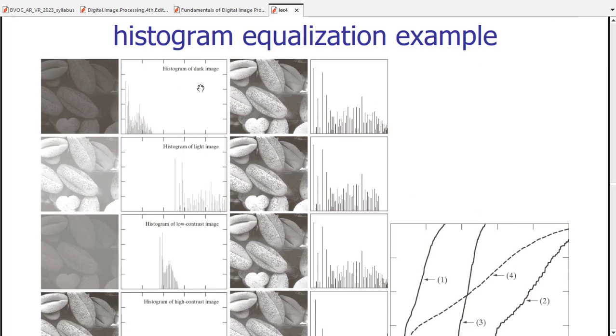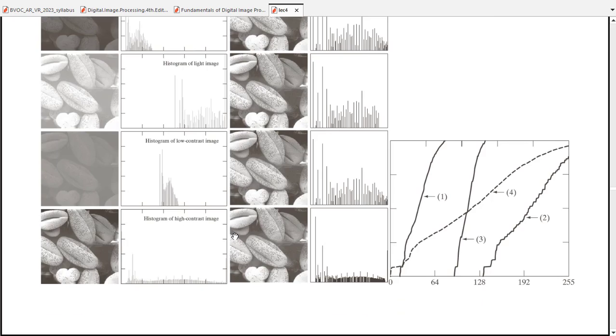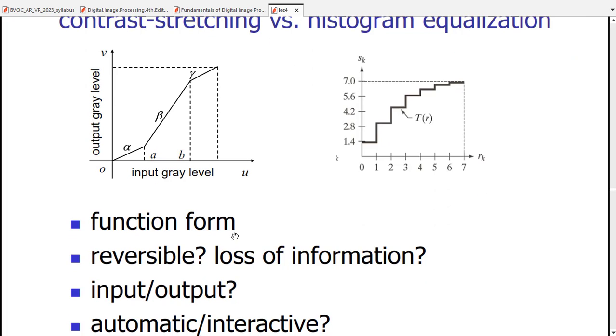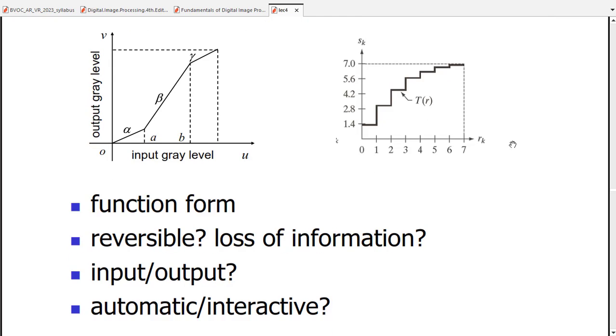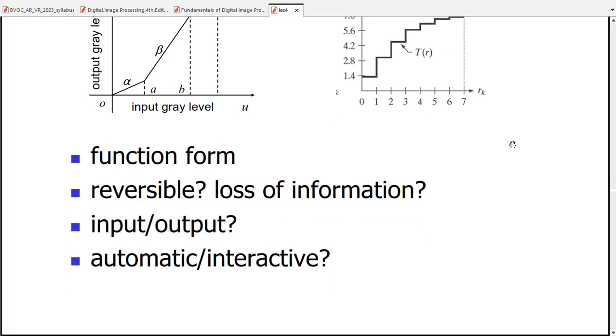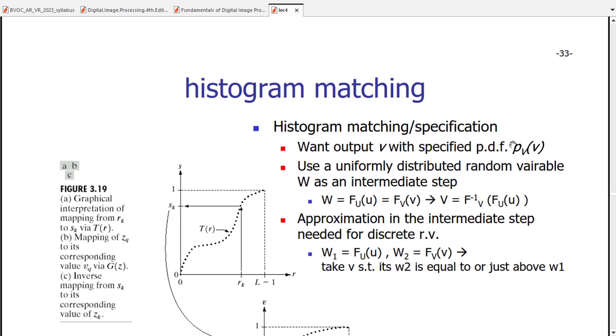Maybe there's a dark image, maybe a light image, maybe a low contrast image, maybe a high contrast image. Depending on the range, we come to the stretching of the equalization. Contrast stretching versus histogram equalization: normally histogram equalization uniformly distributes all the intervals of the uniform input gray levels. The function is not reversible, with loss of information between input and output.